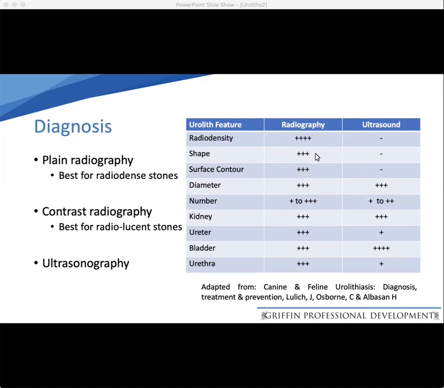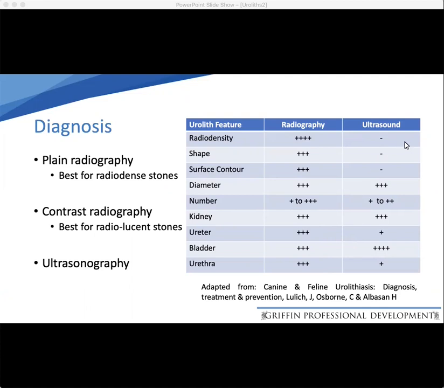Radiography is also going to tell you more about the shape of a stone than ultrasound would, and also give us an idea of the surface contour of the stone and the general diameter and dimensions of the stone. It can also tell us quite a lot about the number of stones present. We can be more accurate about the number of stones we're seeing and their position. We can also see stones within the kidneys, ureter, bladder, and urethra.